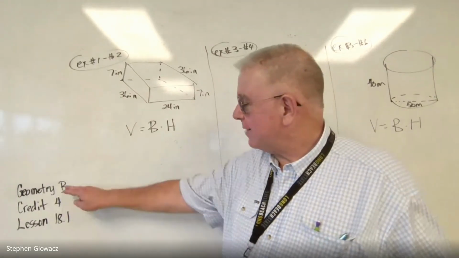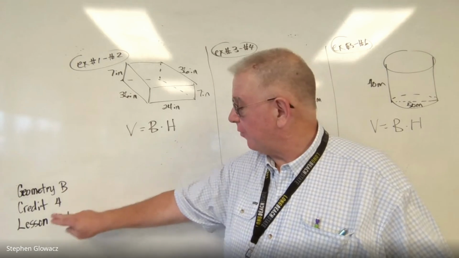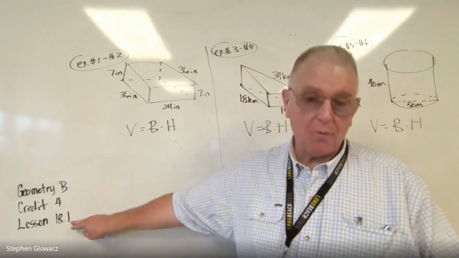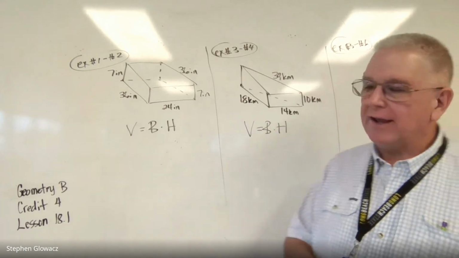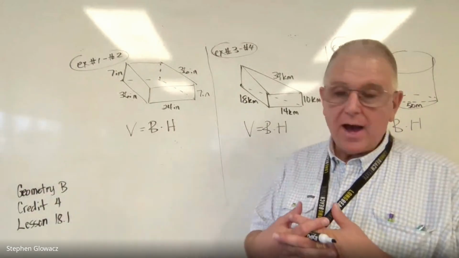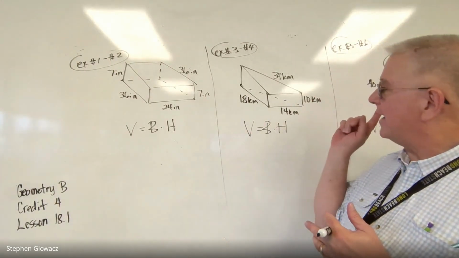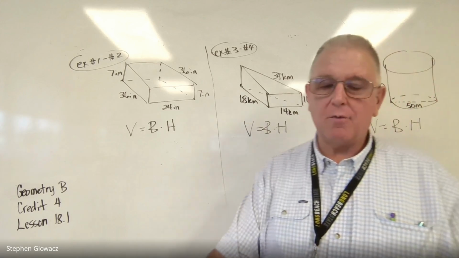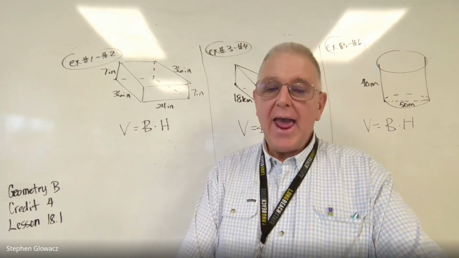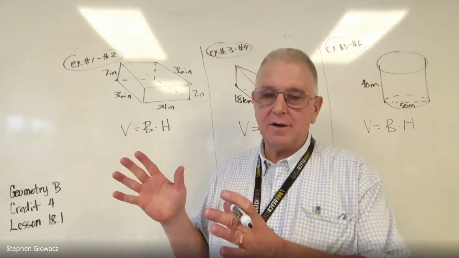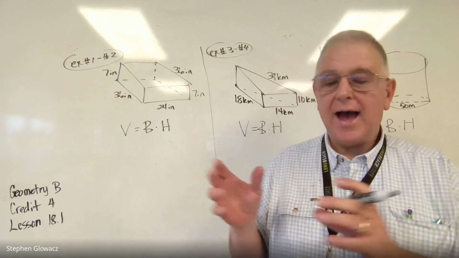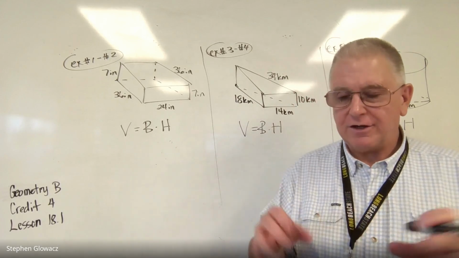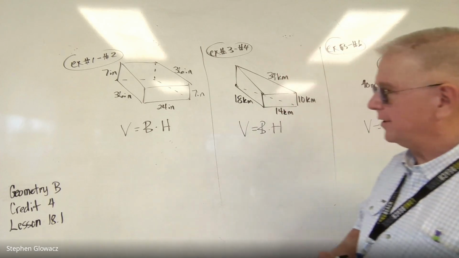These are the examples for Geometry B, Credit 4, Lesson 18.1. In Lesson 18.1, we're going to be talking about volume of both prisms and cylinders. In all of Credit 4, approximately the first half of the credit is volume, and the second half is surface area, just to give you the overview of what we're going to be doing.